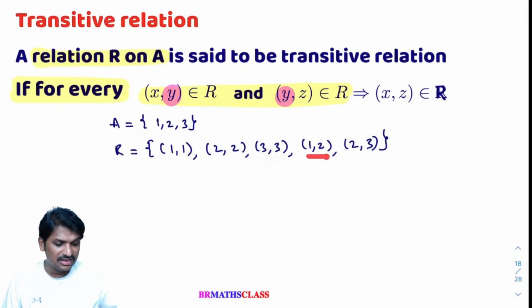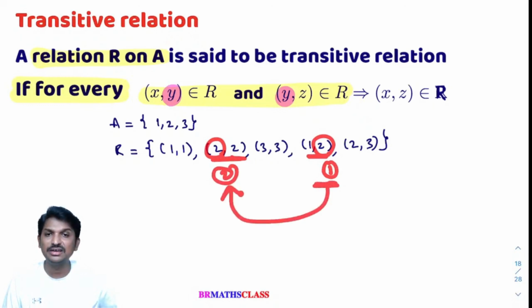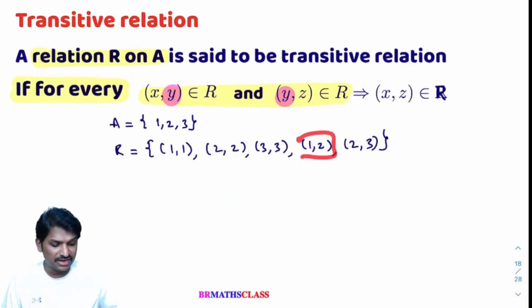Now look here. This is (1, 2). It ends with 2. Is there any other ordered pair which starts with 2? Look here, this is the ordered pair that starts with 2. So this is the first element, this is the second element, (x, y) and then (y, z). For these, what is (x, z)? The (x, z) is (1, 2). Is (1, 2) in this relation? Yes, here it is. Okay, this is also over.